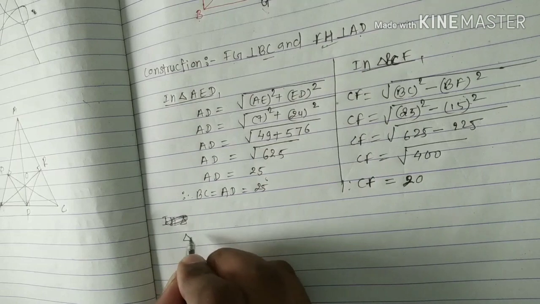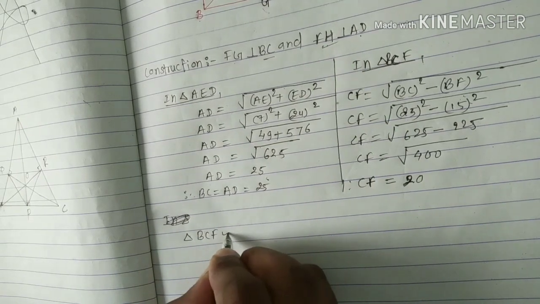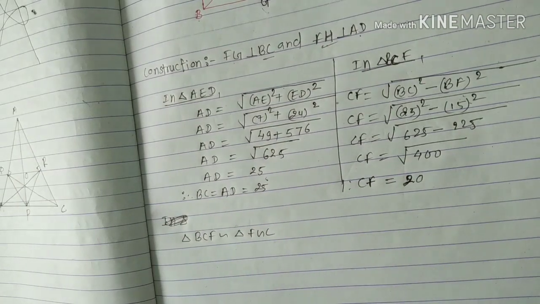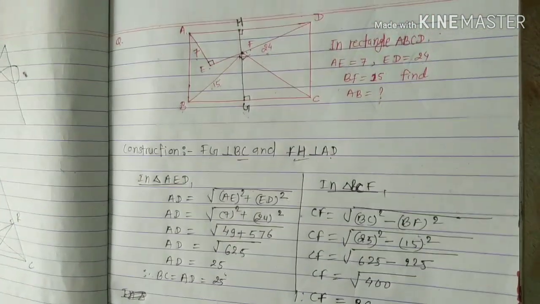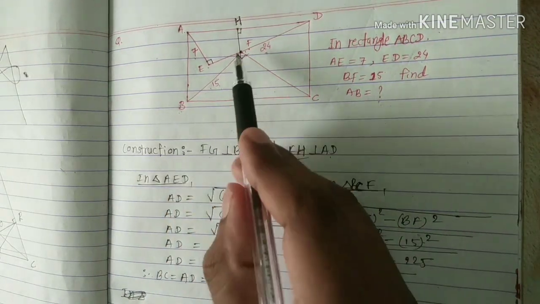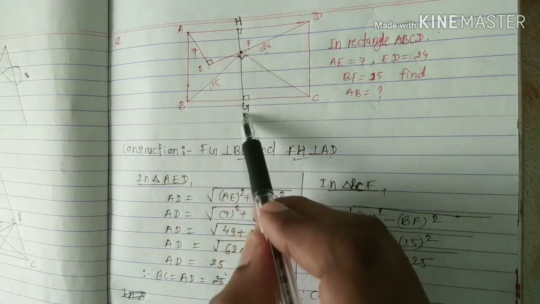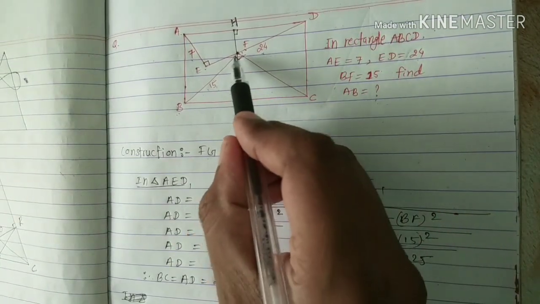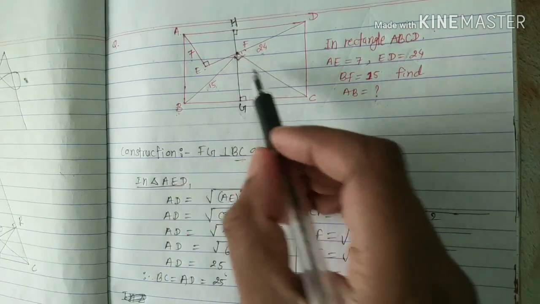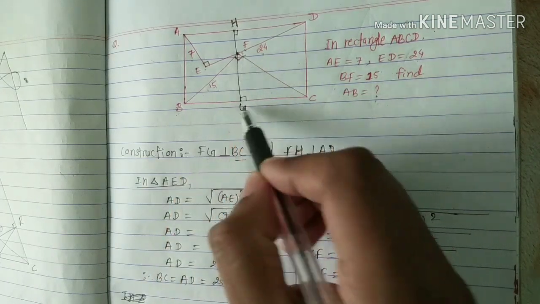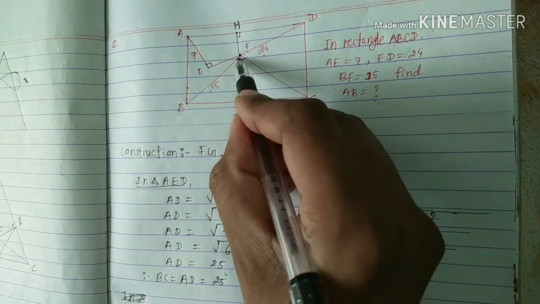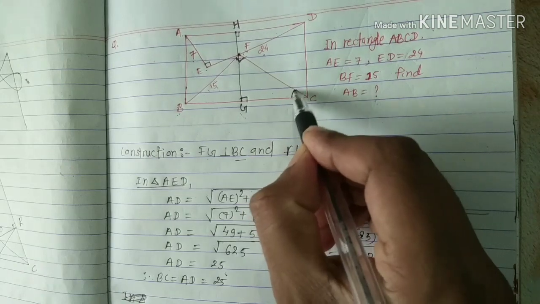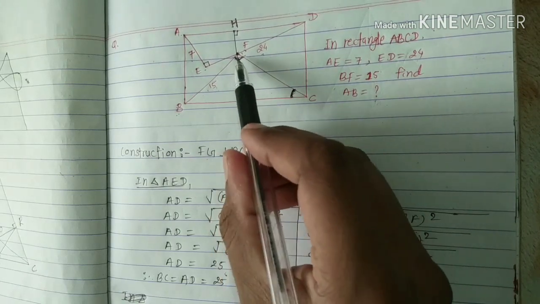Now triangle BCF is similar to triangle FGC. As you can see, these two triangles are similar. How? Look here, triangle BCF and triangle FGC are similar. How do they become similar? In triangle BCF and FGC, this angle is equal because both are right angles, and this angle is common because it is the common angle in both triangles, as you can see here.